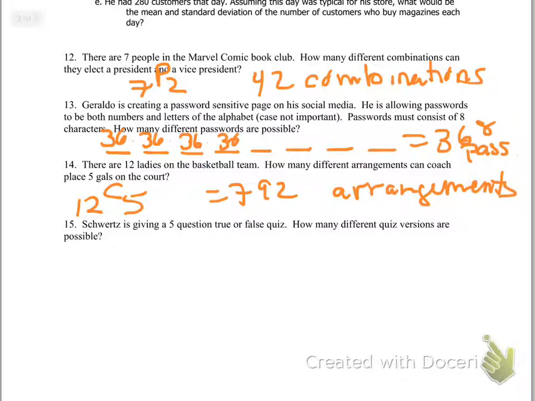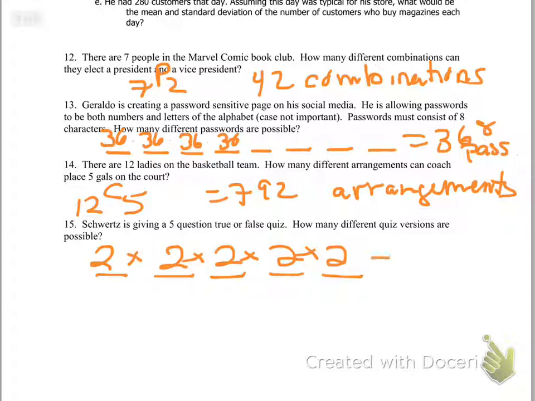Okay, Schwartz is giving a 5-question true or false test. How many different quiz versions are possible? Okay, so we have 1, 2, 3, 4, 5. Now for the first question, you have a choice of true or false. So there's 2 choices. For the second one, 2 choices. You see, 2 times 2 and so on. So that's going to be 32 different versions.